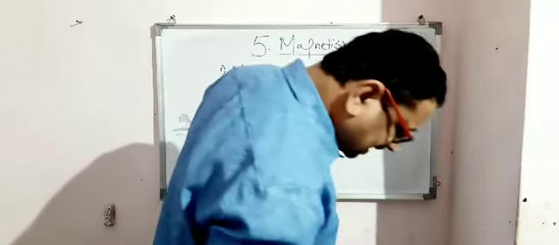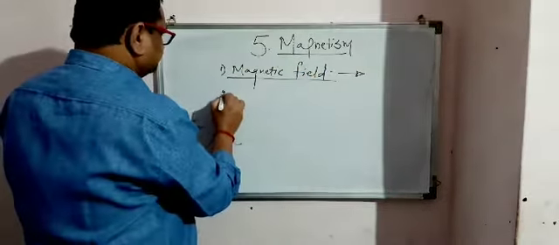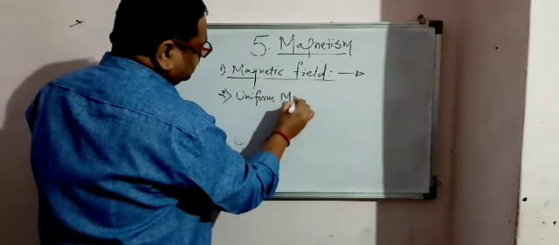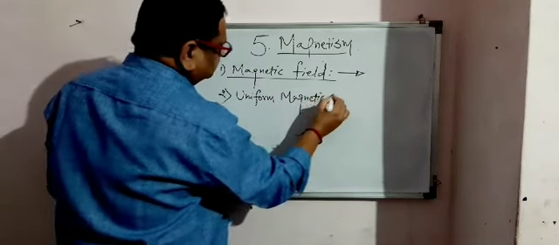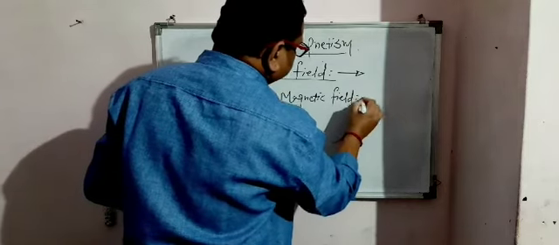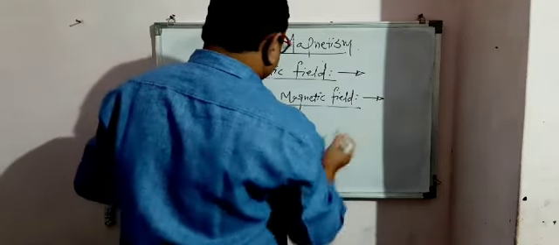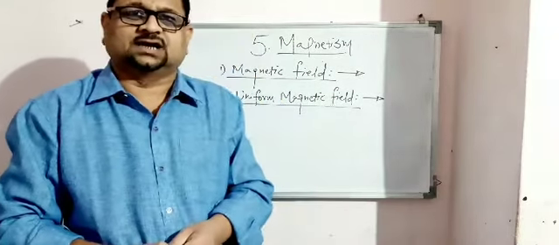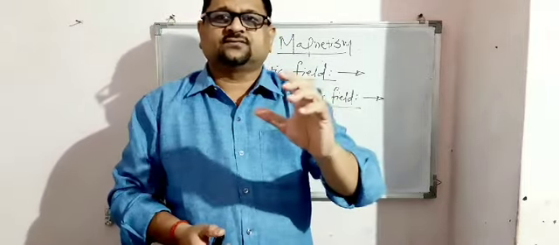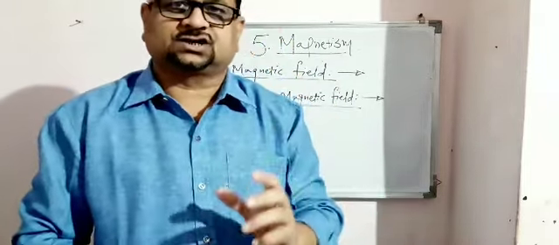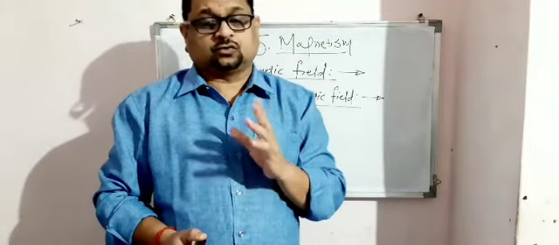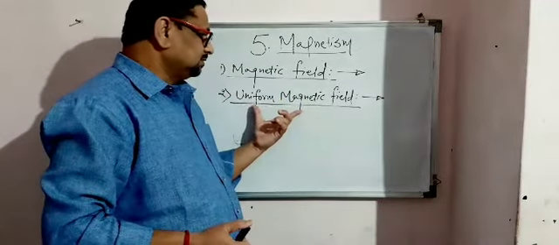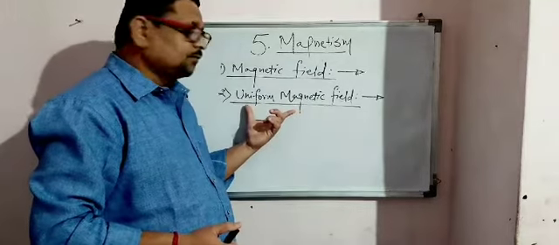Point number 2. Let us see the second definition. Uniform magnetic field. A magnetic field is said to be uniform if, in that region of the poles, magnitude and direction will be the same throughout the region. That is called a uniform magnetic field.